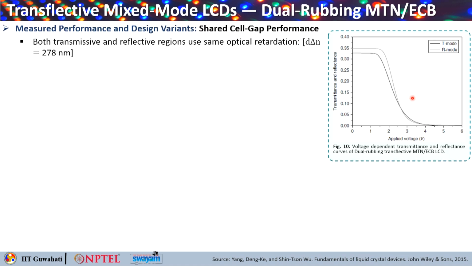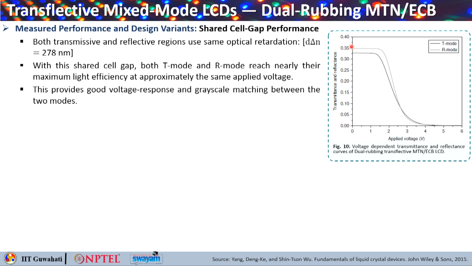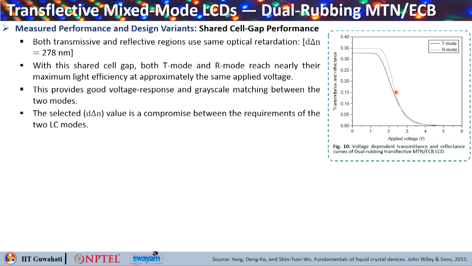Now when you measure the performance and the design verification for this one, you will see that both the transmissive and reflective regions use the same optical retardation. So d delta n comes out to be around 278 nanometer, and with this shared cell gap, both the T mode and the reflection mode reach nearly their maximum light efficiency at approximately the same shared voltage, and they try to follow each other, so you get good voltage response as well as grayscale matching between the two modes.